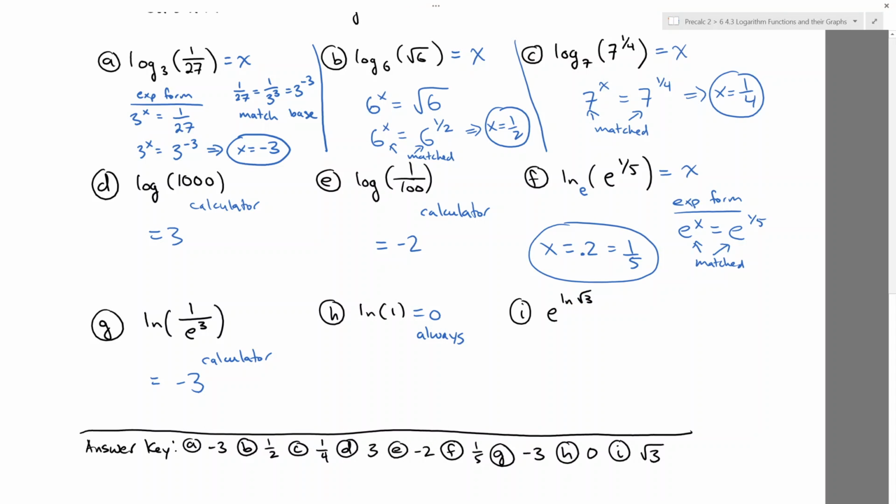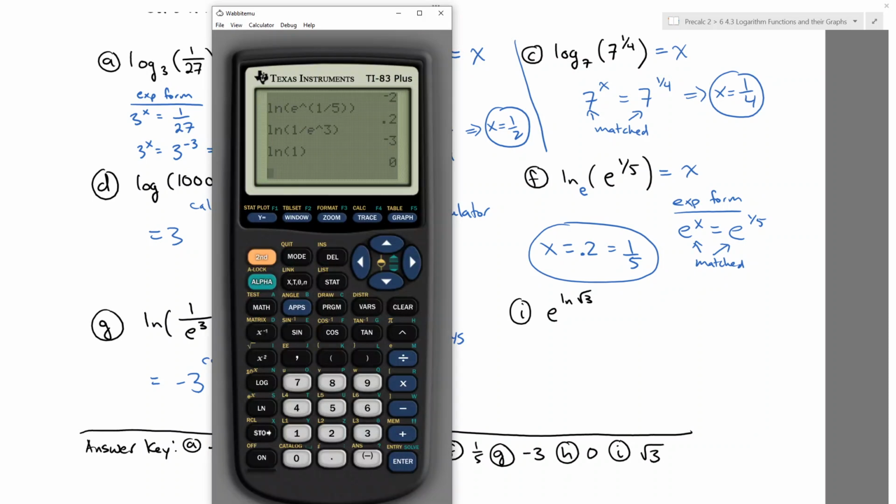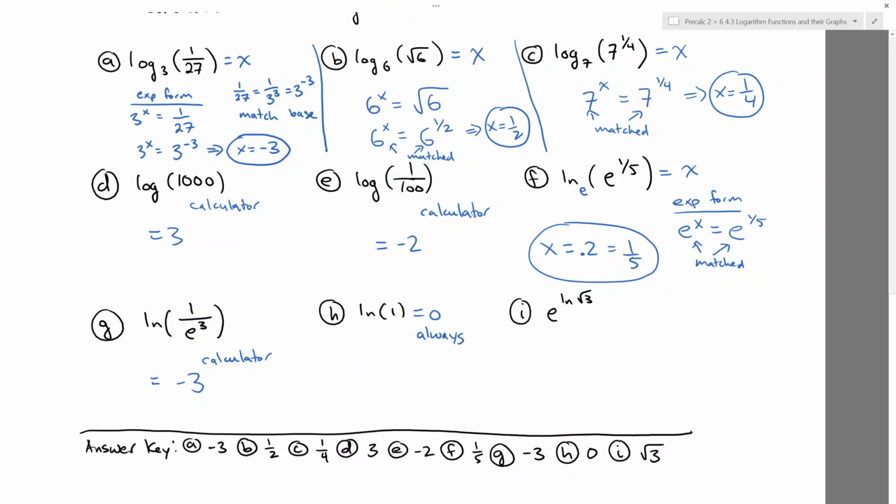Okay, finally, e to the natural log of the square root of 3. Okay, so there's a few ways you can think of this. Right, so e to the natural log of square root of 3 is 1.732. But suppose we want an exact answer instead of a decimal answer. So how else can you think of this?